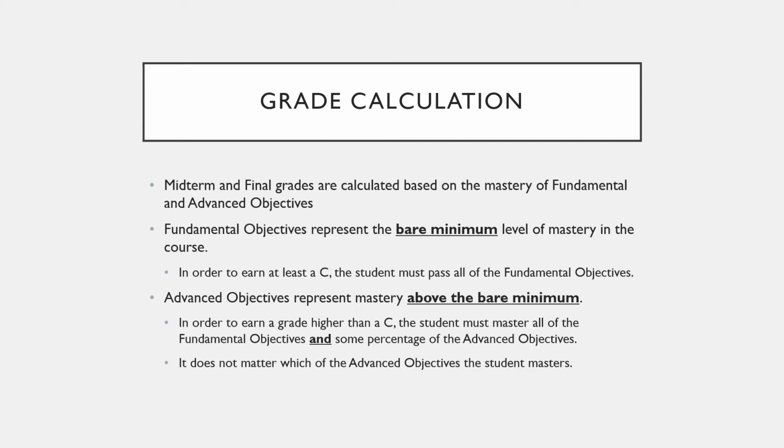As I previously mentioned, the fundamental objectives represent the bare minimum level of mastery for this course. So in order to earn at least a C, you must pass all the fundamental objectives. Advanced objectives represent mastery above that bare minimum. So if you want to earn a grade higher than a C, you must master all the fundamentals and some percentage of the advanced objectives. It doesn't matter which objectives in the advanced category you master. You don't have to master them all, but you have to master a certain percentage.